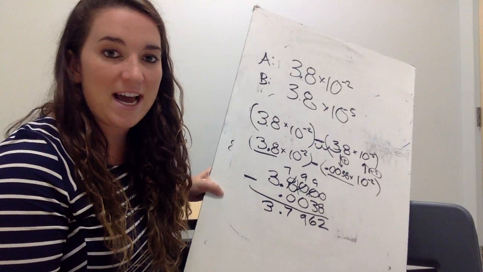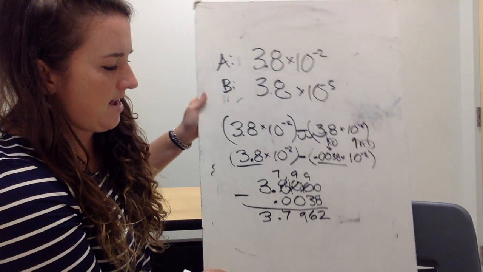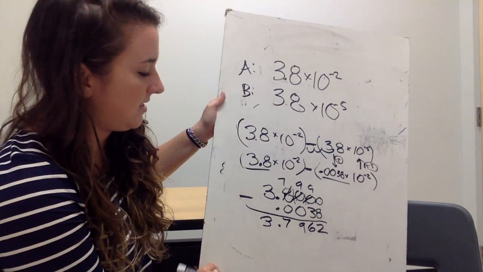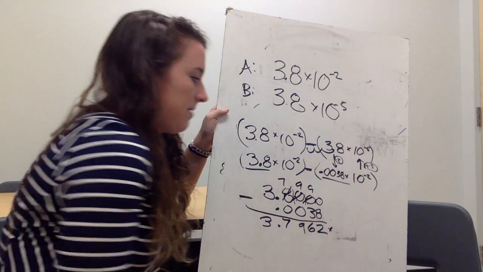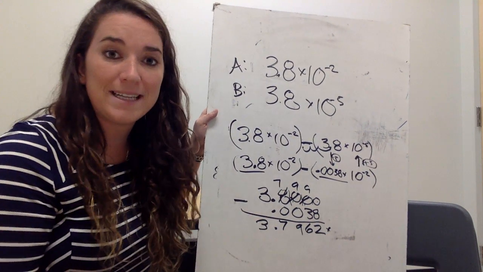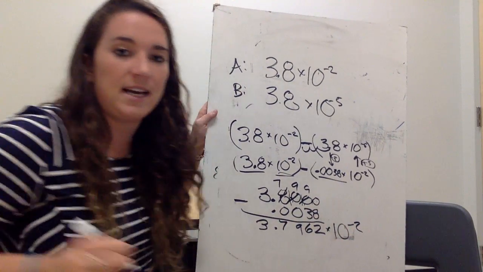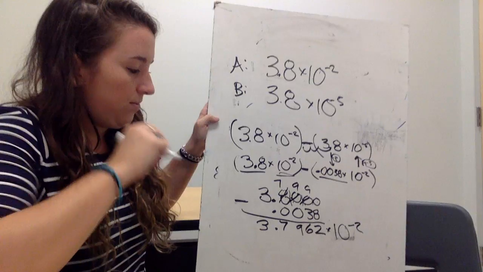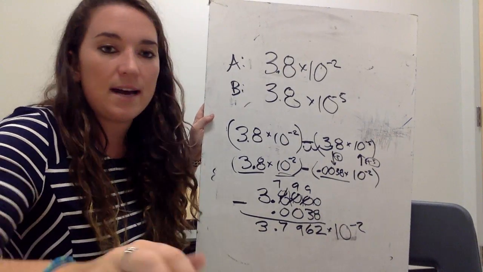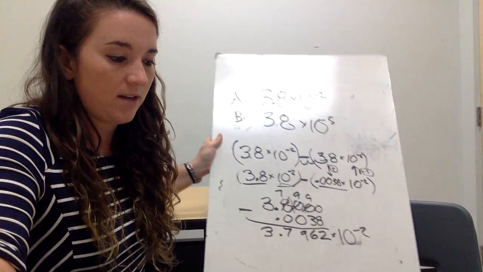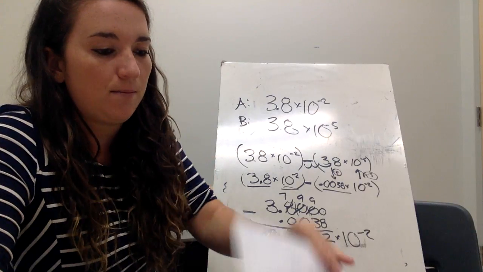3 and 7,962 10,000ths. What do I add as my tens? For my tens, I keep the one that I changed it to, so it'll be times 10 to the negative second power. So 3.7962 times 10 to the negative second power. All right, go ahead and finish up the last 4 problems on your own.